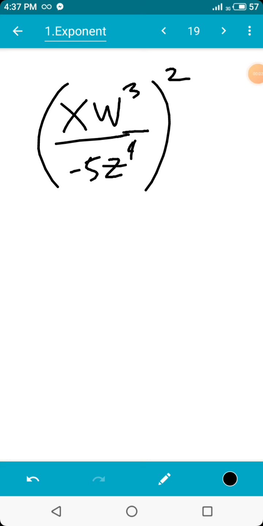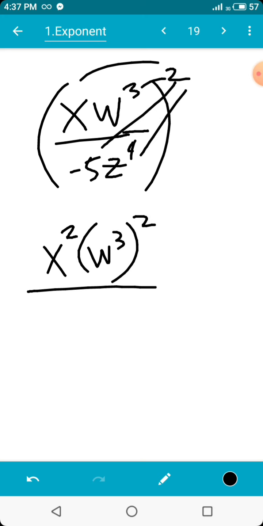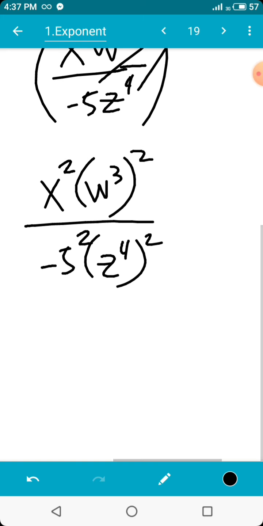Okay, so let's simplify this. So yung rule natin, pag ganito, i-distribute muna natin ang ating mga exponent. So it will become now x squared and then w cubed squared, pati dun sa denominator natin. Okay, so it will become negative 5 squared and z raised to 4 squared. Okay? So, numerator, it will become x squared.